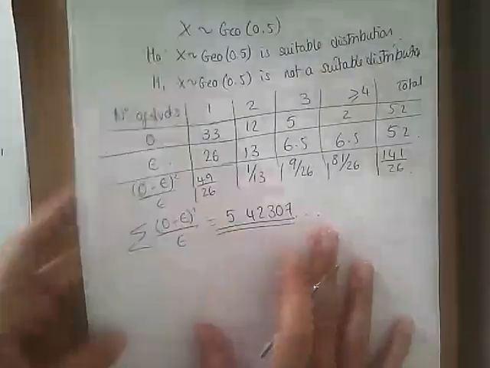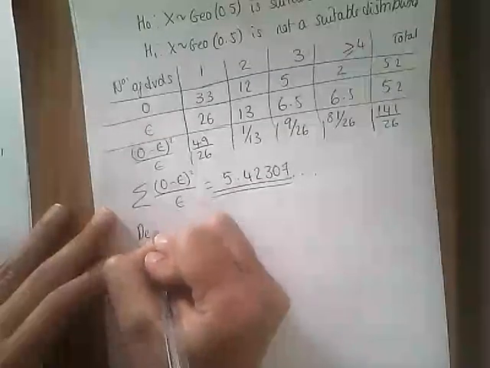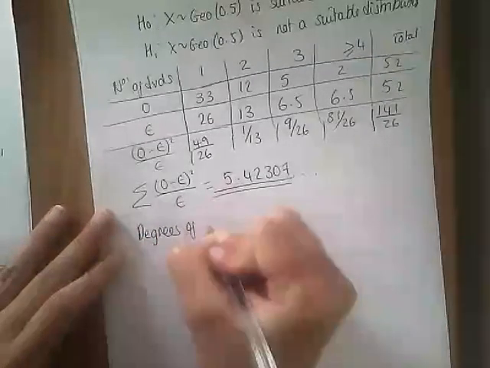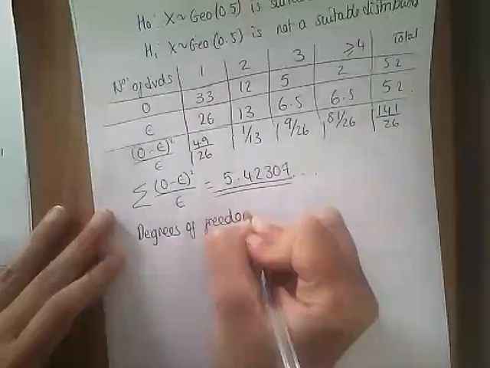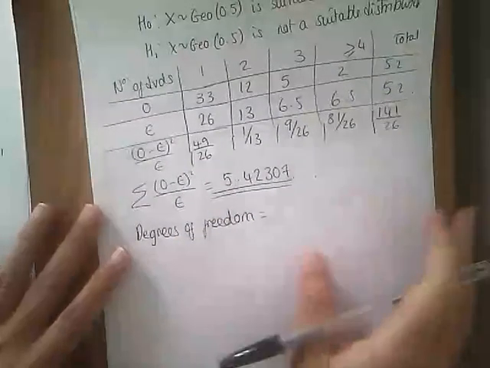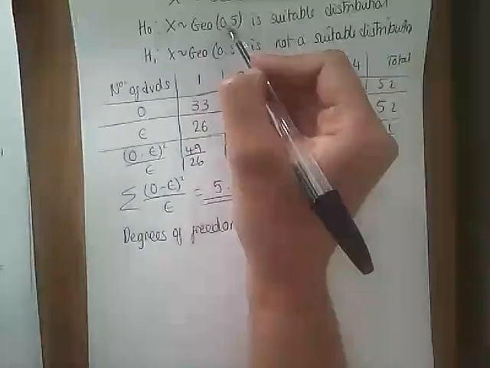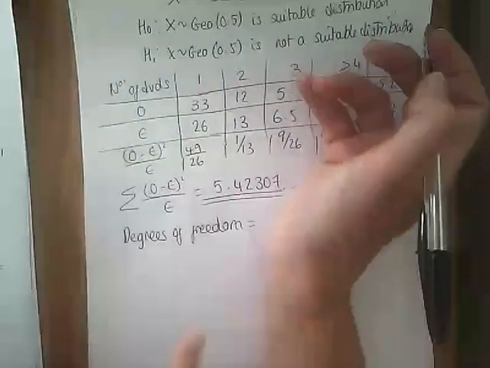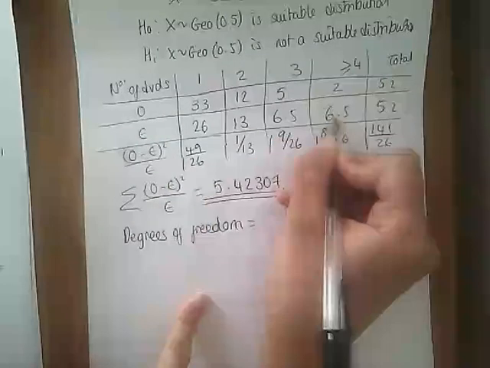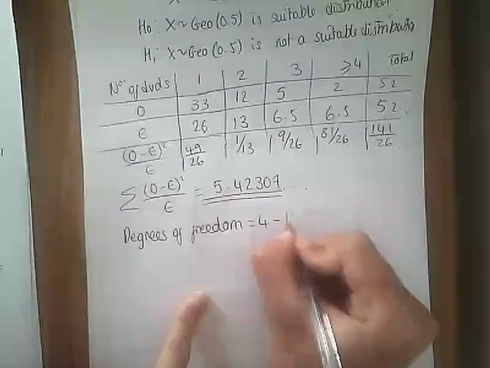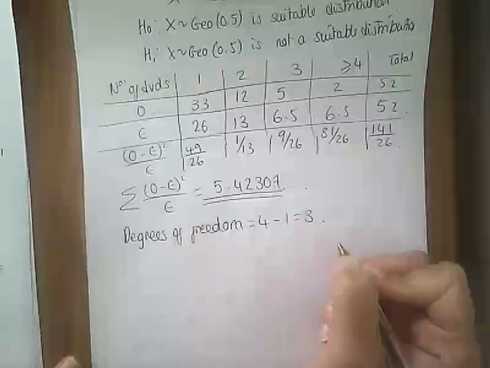Then obviously we need to do our degrees of freedom. Hopefully you can remember that your degrees of freedom is your number of cells, not including the total, take away 1, unless you are estimating this p-value. Now, this p-value has been given to us, so we are not estimating it. So we can do our number of cells, which is 4, not including the total. 4 take away 1 is 3. So our degrees of freedom is 3.